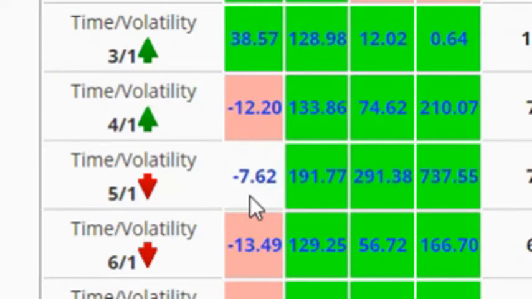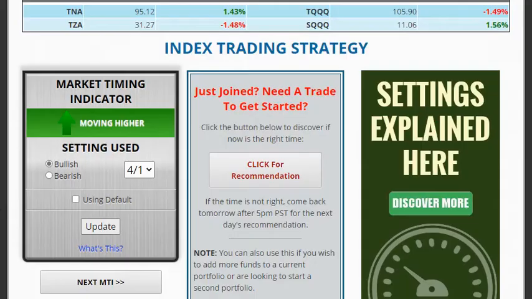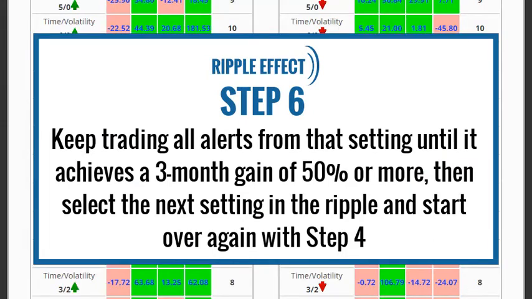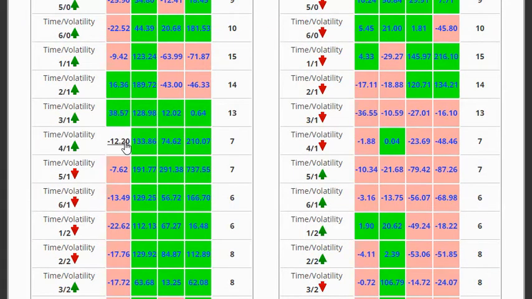Does that make sense? All right, so now that we've set our timing indicator to the proper setting, that brings us to step number 6. In this step, what we're going to do is trade all the alerts from this 4-1 setting until it has a 3-month return of 50% or greater. And so that's it. Once this has gotten to the 50%, then you just move on to the next setting.